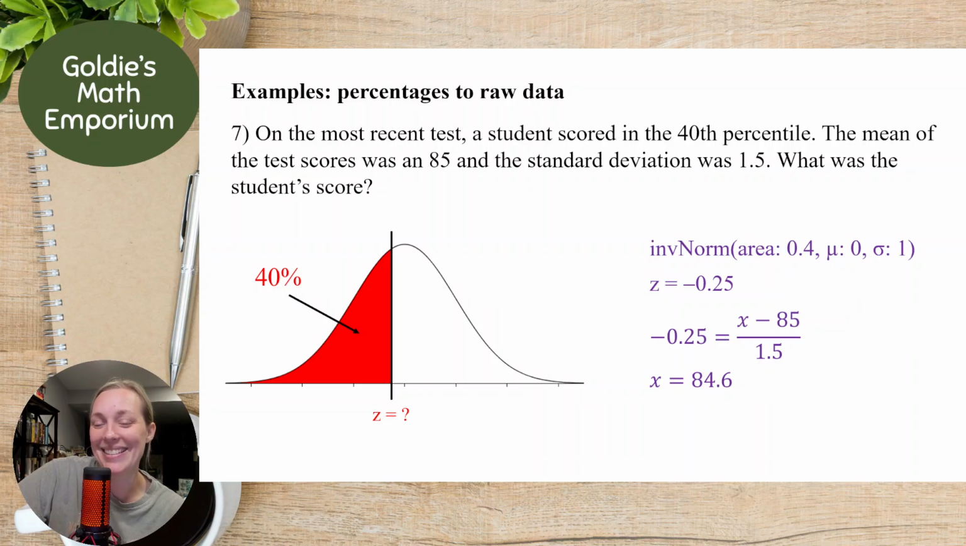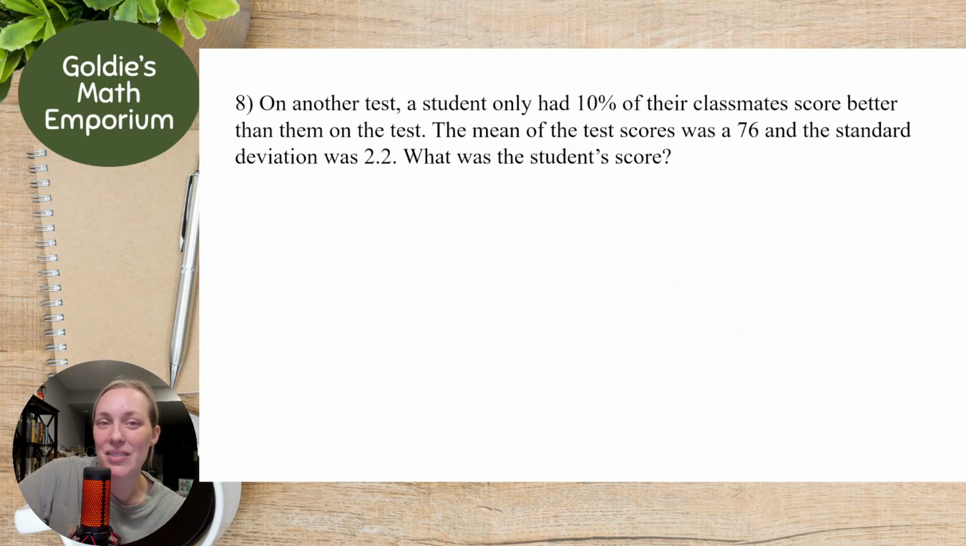Okay? Not too bad. If you want to pause this and try it on your own and then listen to me when you're ready to see the answer, by all means do that. Okay? We have 2 more examples here. Okay? Number 8, on another test, they only had 10% of their classmates score better than them. The mean was 76, standard deviation 2.2. What was the student's score?